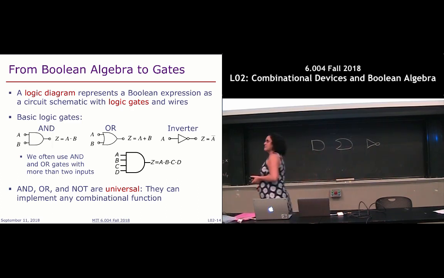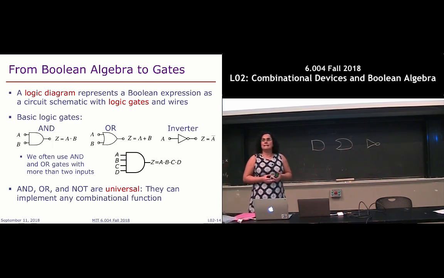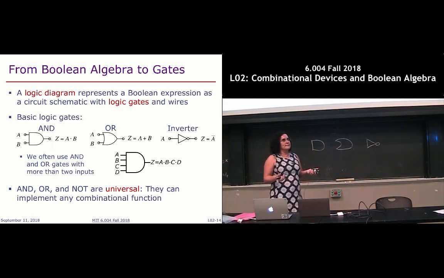The last thing to mention about these 3 gates is that they're what we call universal. So what it means to be universal is that I can build every single possible Boolean combinational circuit using just ANDs, ORs, and NOTs. So let's take a look at how we can do that.